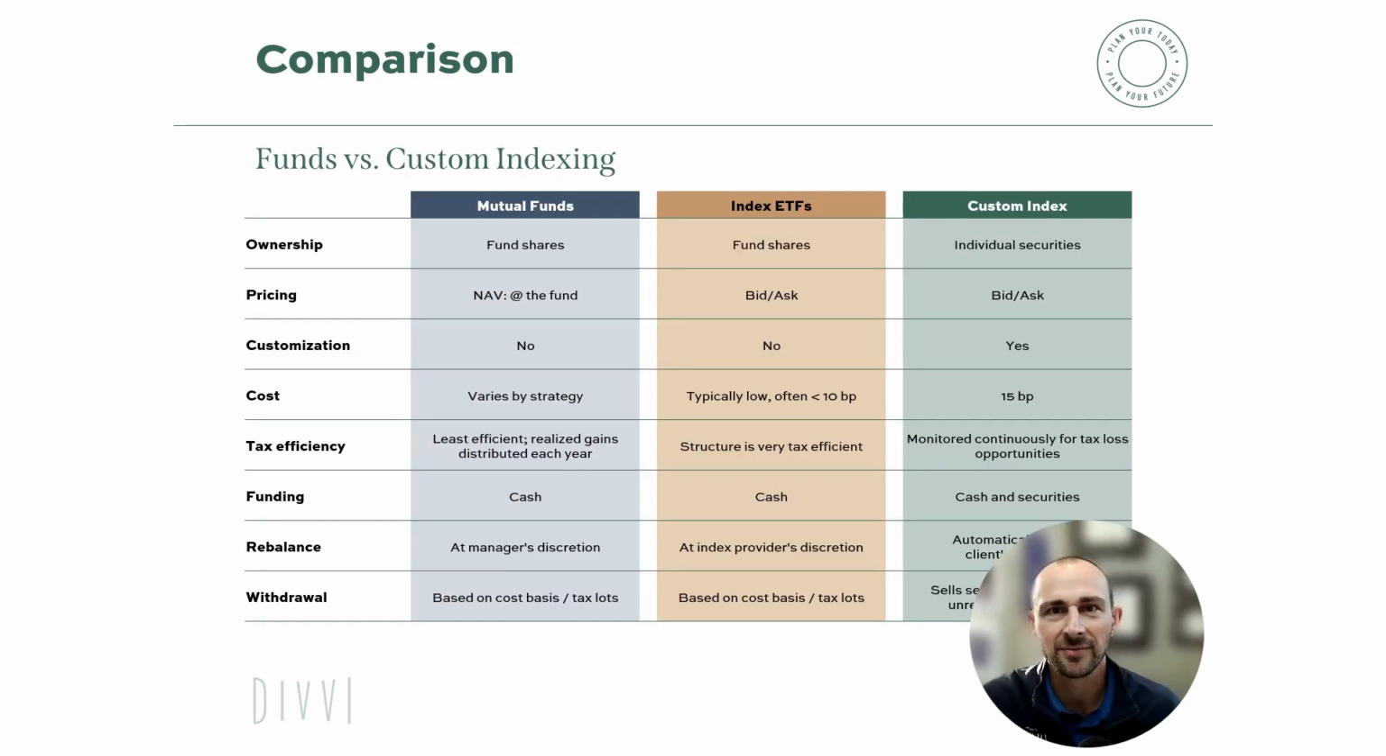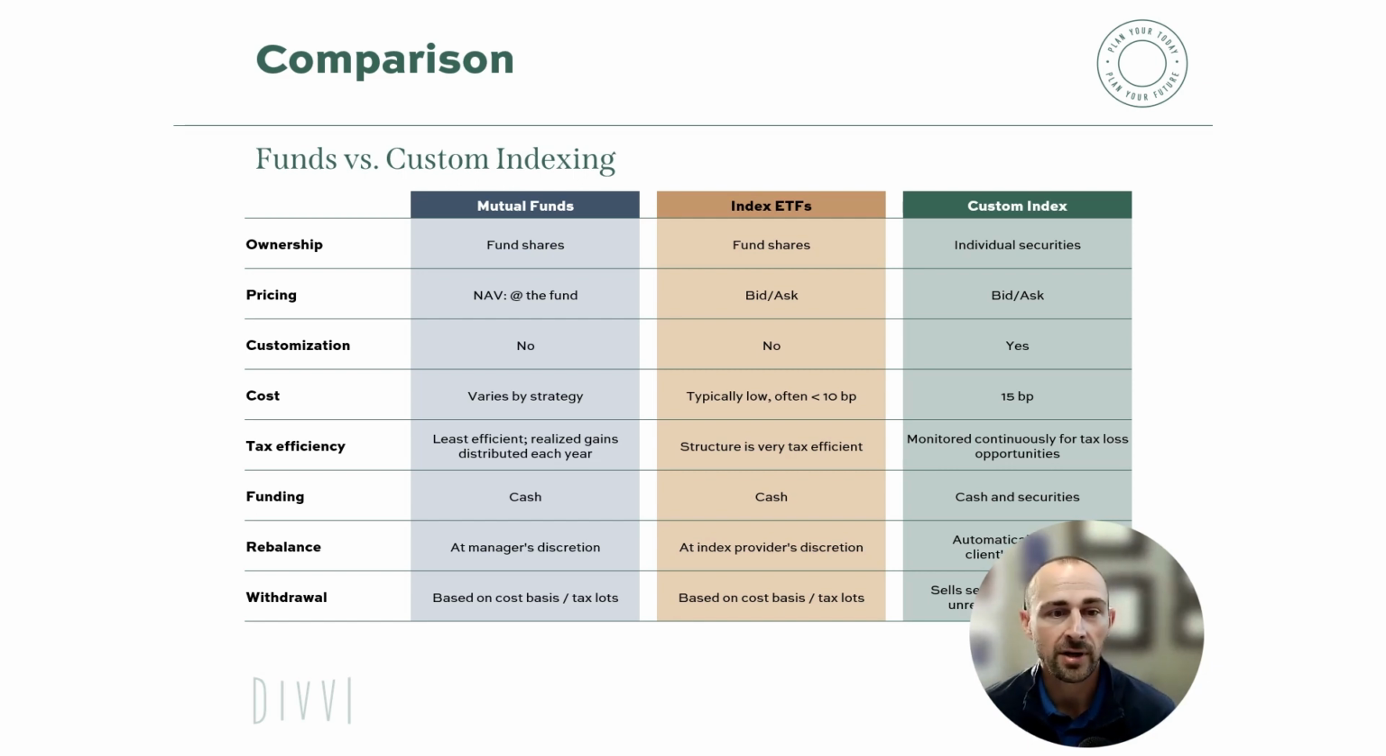Now, I know my head is in the way of the bottom right-hand corner here, but we wanted to compare these custom indexing strategies to a few other more common structures that folks should be familiar with. The first, on the far left-hand side, is mutual funds. Then in the middle, we have ETFs. And then on the far right-hand side, there's this concept of custom indexing. I'm going to use custom indexing and direct indexing somewhat interchangeably.